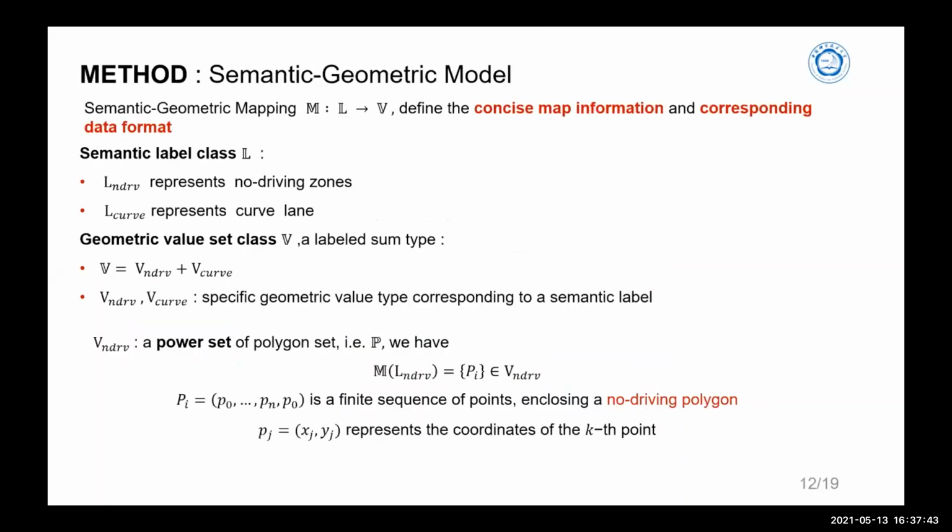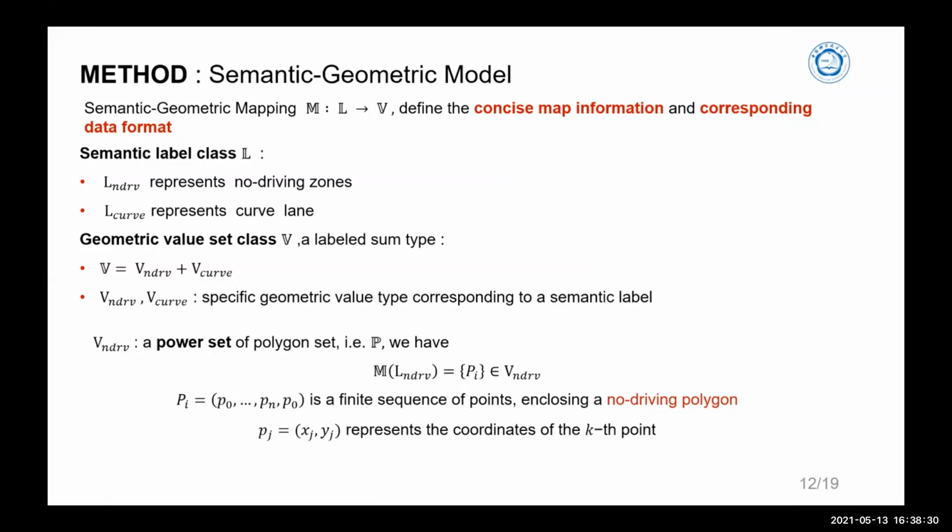Now let me introduce our method. We propose a semantic geometric model which defines the mapping between the scene map information and the corresponding data format. The semantic label class L contains labels, for example, no driving zones and curb lines. The geometric value set class V is a labeled sum type, which contains the corresponding geometric definitions. Each component of the sum type represents a specific geometric value type corresponding to a semantic label. For example, we define the label no driving zone to represent the areas that a car cannot drive on.